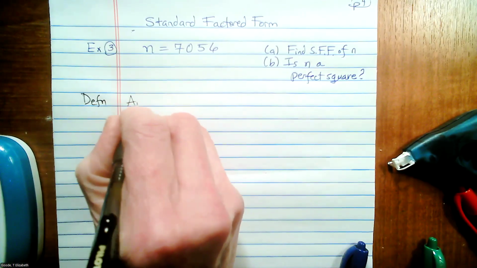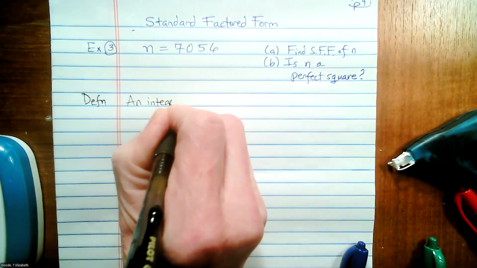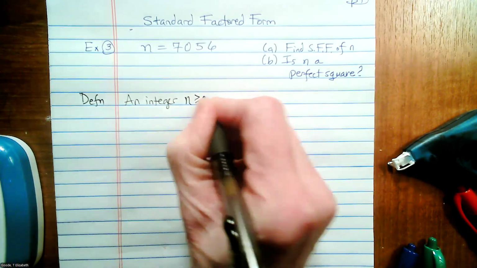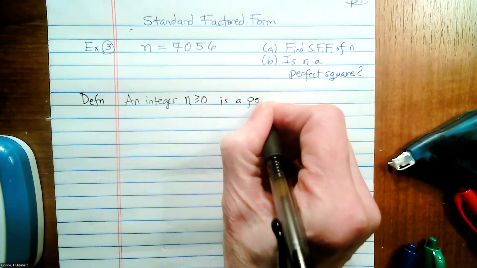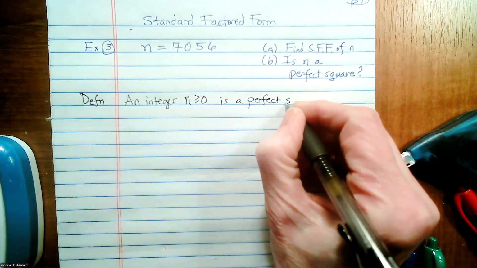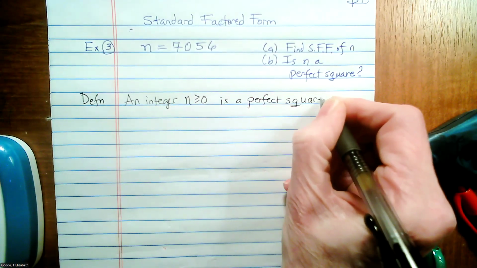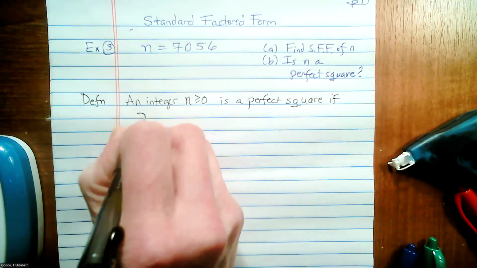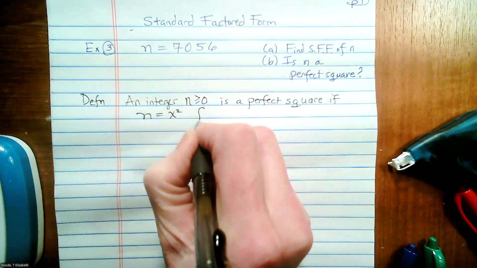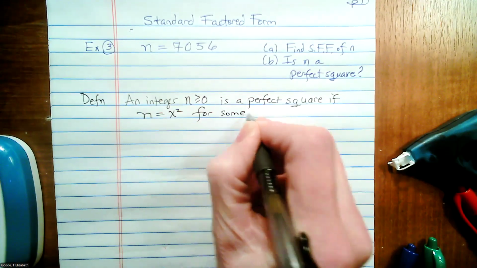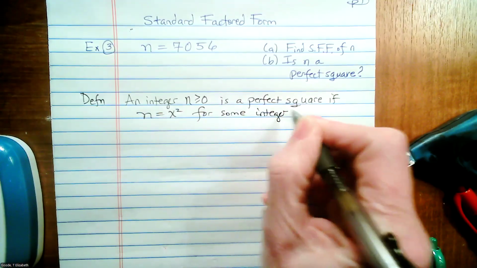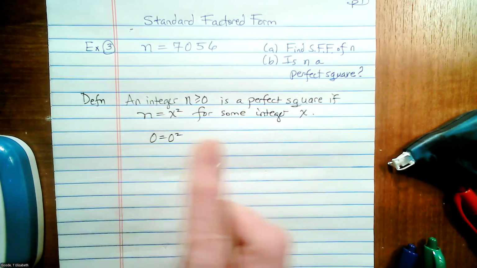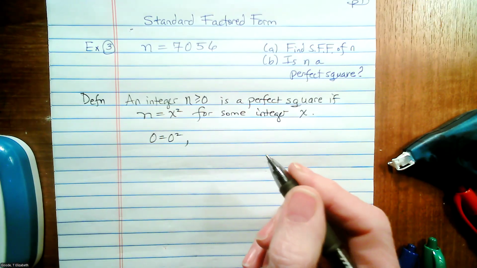The definition: an integer n greater than or equal to 0 is a perfect square. And in the notes, I might have these variables the other way around, but it doesn't matter, if n equals x squared for some integer x. So 0 is 0 squared, so it's the first perfect square. What's the next perfect square?